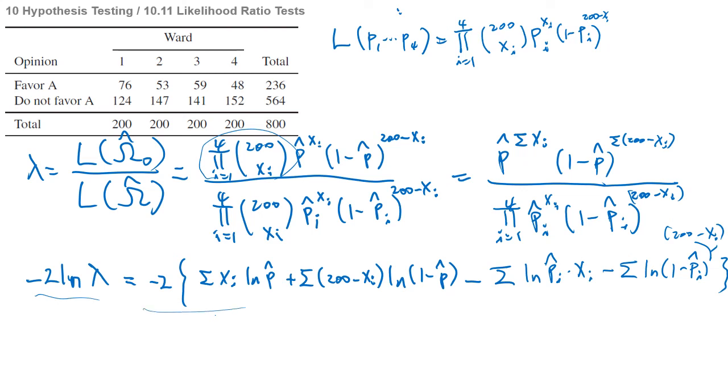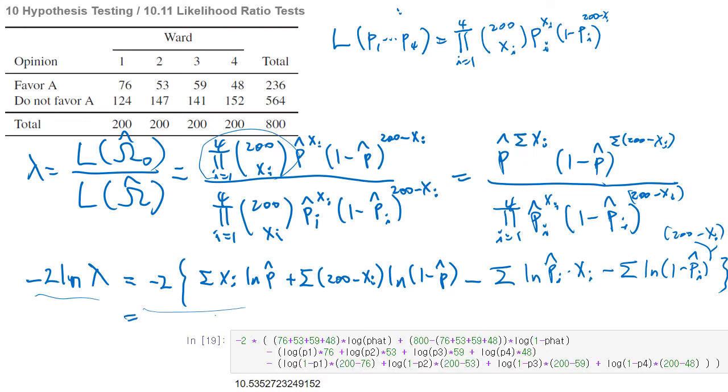calculate this value, using the calculator you can calculate this equation and you will get about 10.54. Here this follows a chi-square distribution, and the degrees of freedom for the full space is 4. The restricted space is 1, so it is a chi-square distribution with degrees of freedom 3.